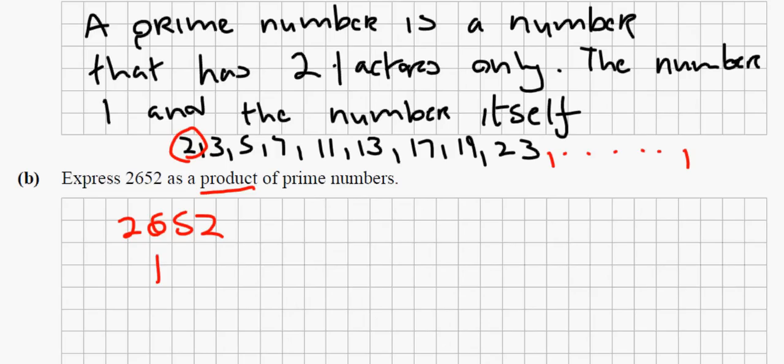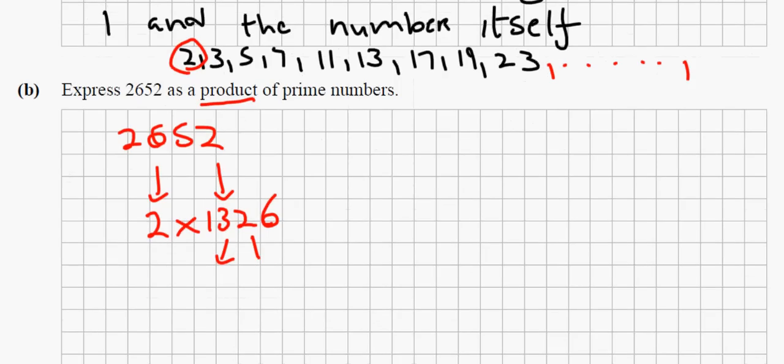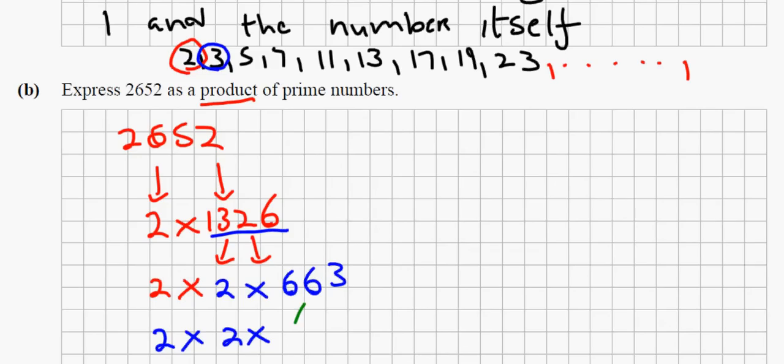So it's an even number. Let's start off with dividing it by 2. So it's going to be 2 multiplied by 1326. Let's break up 1326. We use the number 2 again because it's an even number, so that'll break up into 2 multiplied by 663. Now the two 2's are prime numbers, but the 663 isn't. So what we're going to do next is change 663. We're going to use 3, which is next on the list, and break it up. So 2 multiplied by 2 multiplied by 3 multiplied by 221.